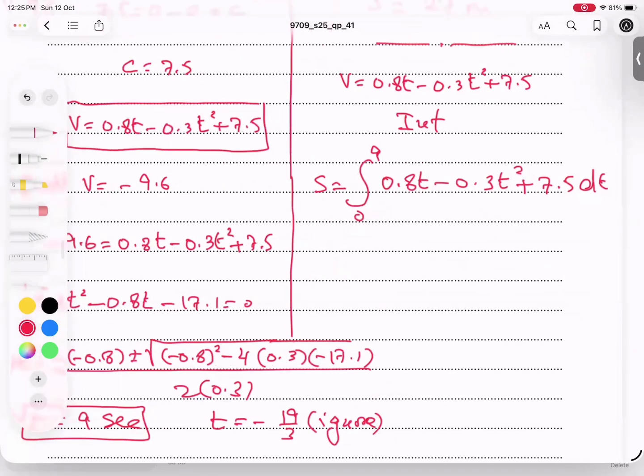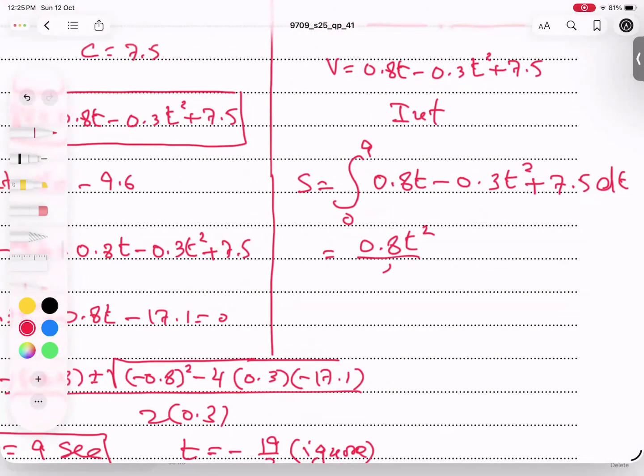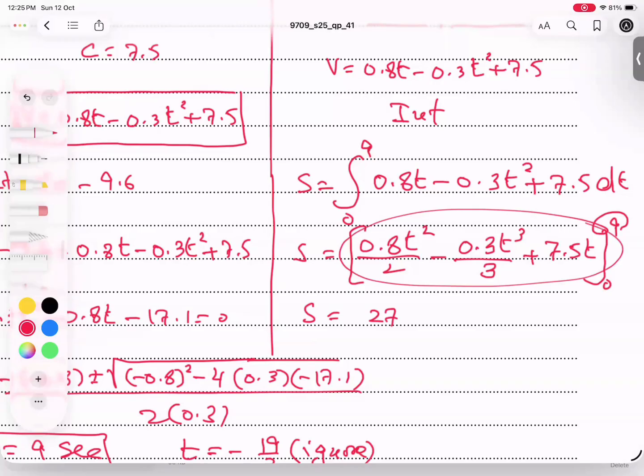Let's try to do it. Increase the power by 1 divided by the same. Increase the power by 1 divided by the same. And 7.5t, 0 to 9 limit. So when I plug in 9 everywhere, let's see what the answer turns out to be. So 0.4 into 81 minus 0.1 into 9 to power 3 and plus 7.5 into 9. The answer turns out to be 27. When I plug in 9 everywhere and then I plug in 0 everywhere, it gives you 0. So displacement for y is 27.